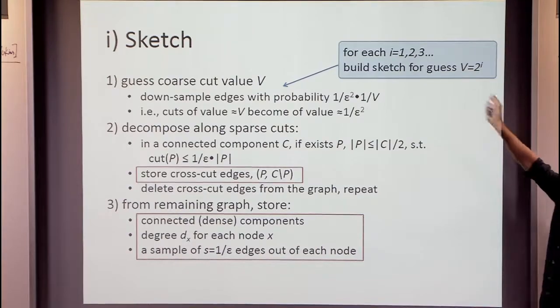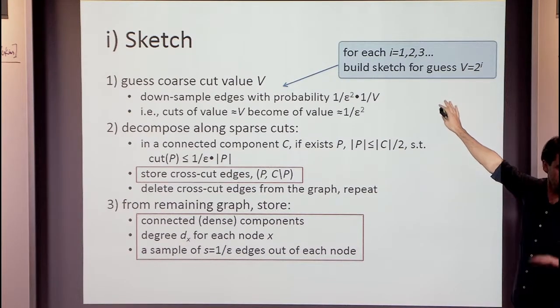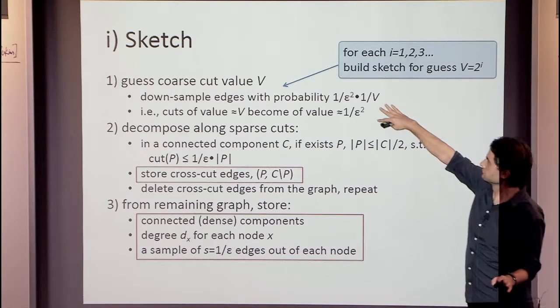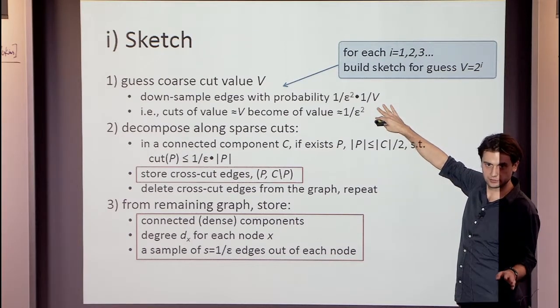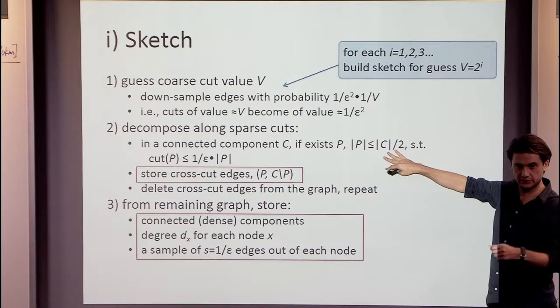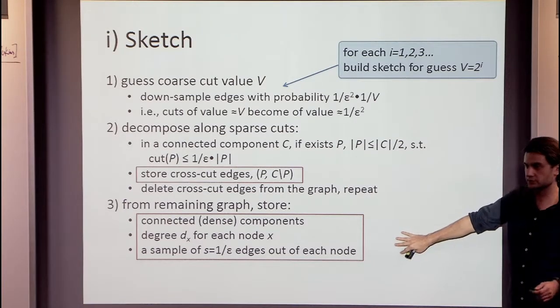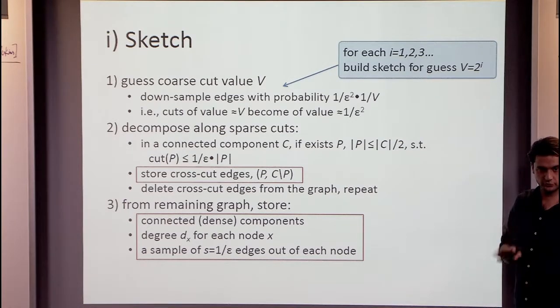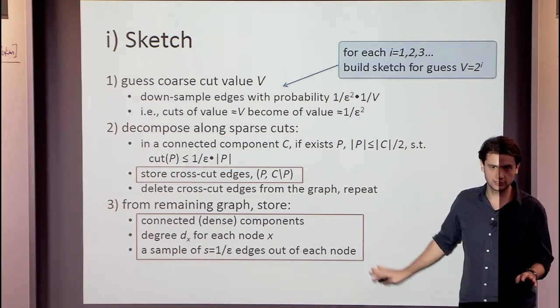Right, so basically step number 1 says let's normalize the graph so that the cut value is roughly around 1 over epsilon squared. Then we decompose along sparse cuts and remember these edges crossing the sparse cuts. In step number 3, we essentially just remember the connectivity structure, the degrees, and a sample of 1 over epsilon edges from each node.